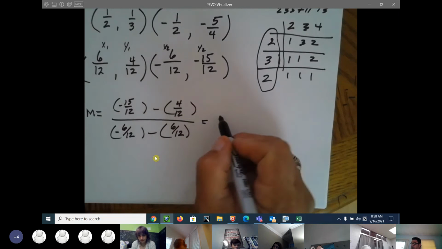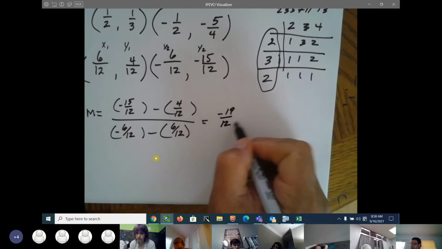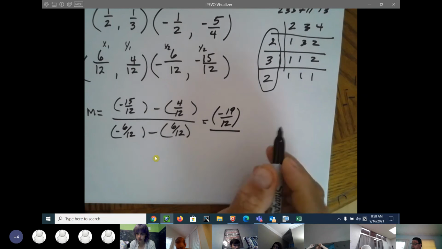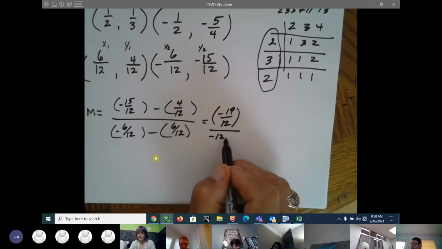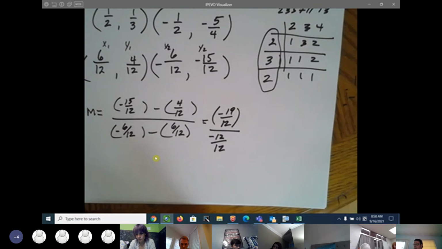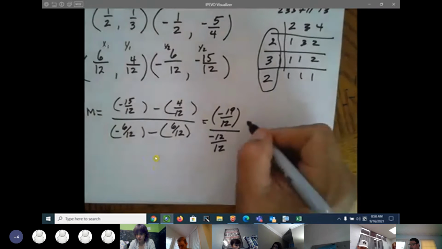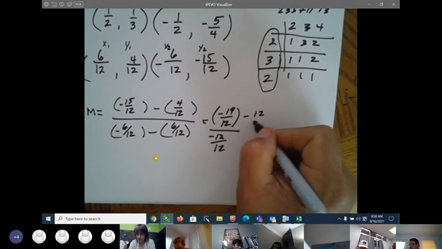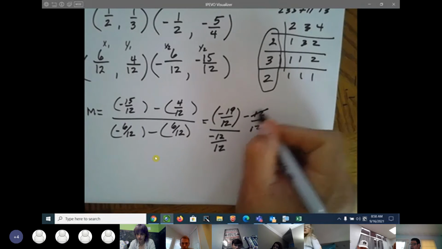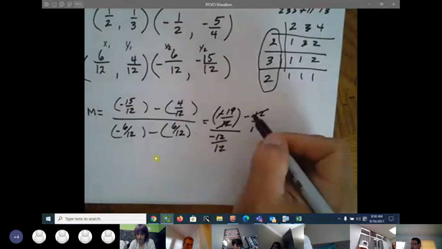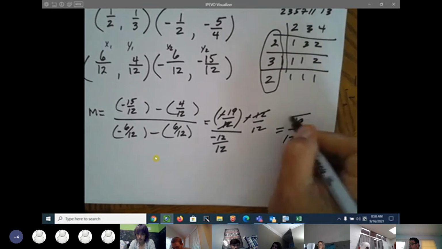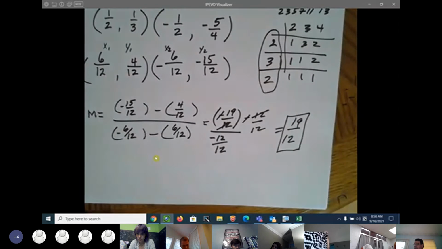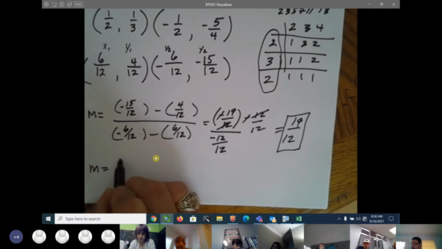Negative 19 over 12 divided by negative 12 over 12. And multiply by the reciprocal, which is not going to make a difference here. And those cancel. And these cancel. I got 19 over 12. What'd y'all get? Some of y'all didn't even finish. So M is equal to 19 twelfths.